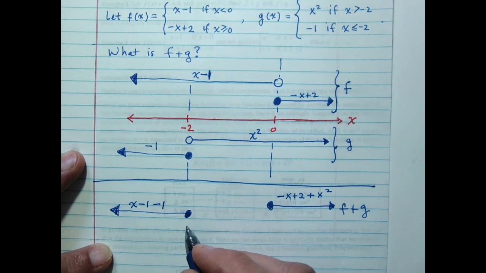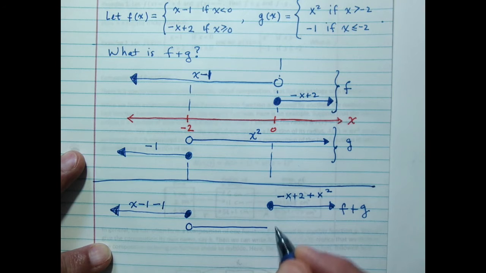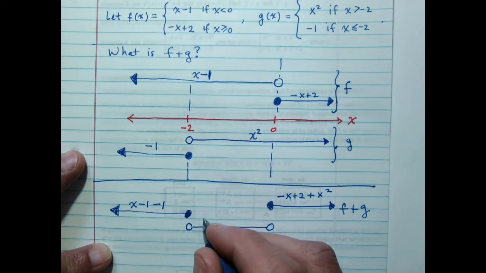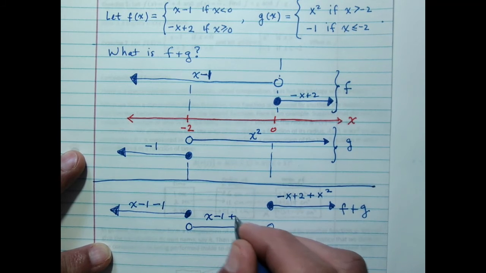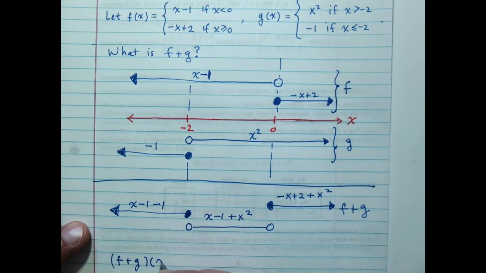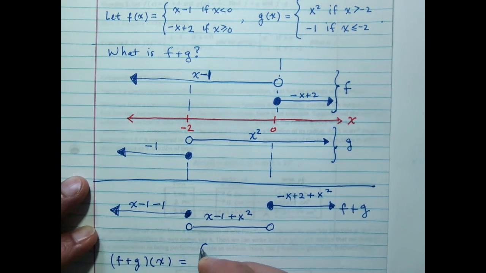And then when I'm in between -2 and 0, not including -2, not including 0, when I add these functions together, I would add the x minus 1 and the x squared. And so that is really telling me how to describe this f plus g of x function. It's going to be in 3 pieces.